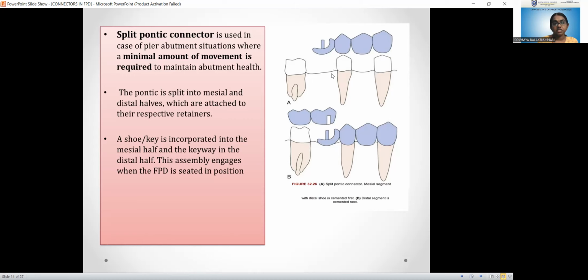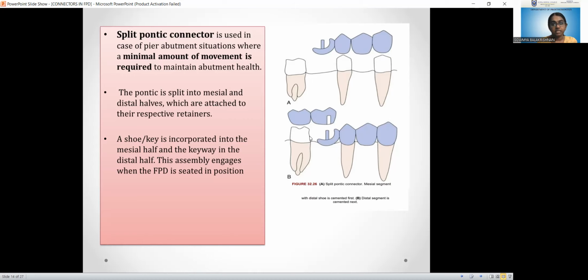The main indication is in the case of a pier abutment situation, where the minimal amount of movement is required to maintain the abutment health. So we have to cut down the stress which is transferred to the pier abutment. In that case, it is an ideal option to give a split pontic connector. The pontic is split into mesial and distal halves, and the mesial half is attached to its respective retainer, and the distal half is attached to this retainer. So this is how it works.